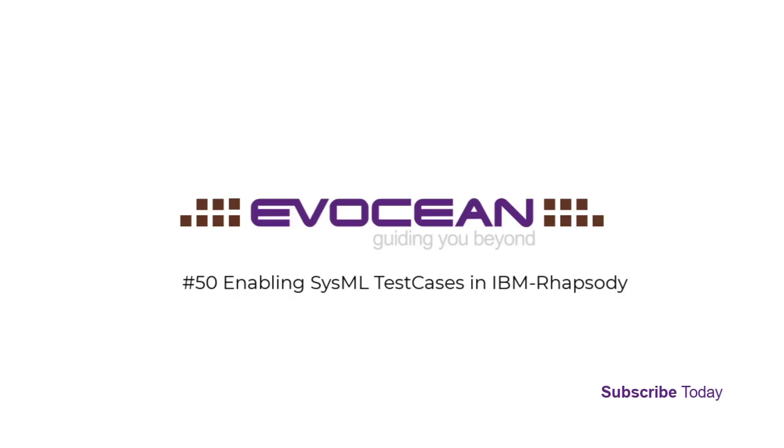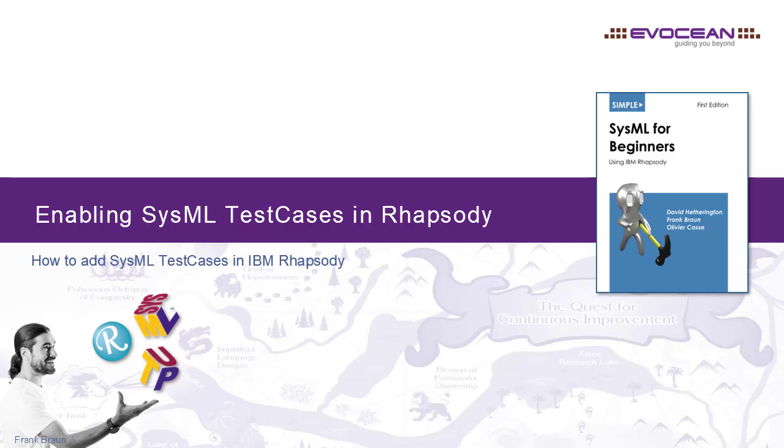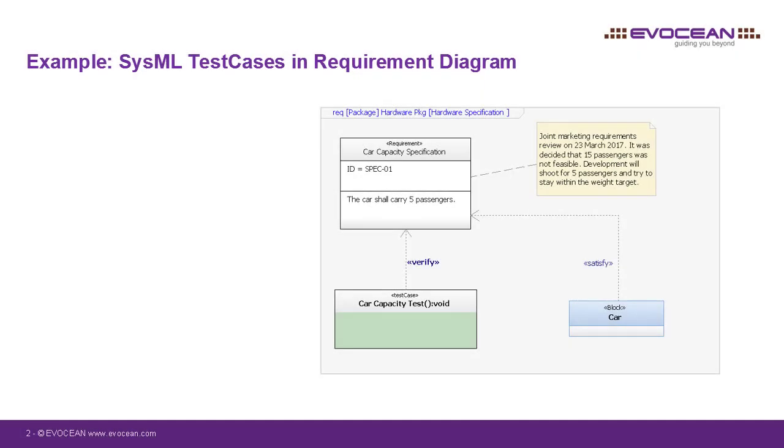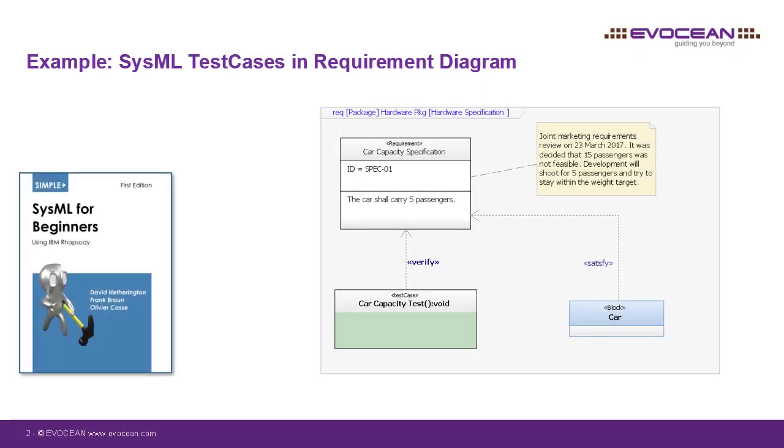I'm a passionate Rhapsody user, trainer and coach and love to share my experience to help you to become more effective. In this Rhapsody Tip of the Day video, I'm going to enable you to create SysML test cases in a Rhapsody project. The example I use here comes from the book SysML for Beginners using IBM Rhapsody. In it, we visualize a SysML test case as a verification statement of a requirement in a requirement diagram.